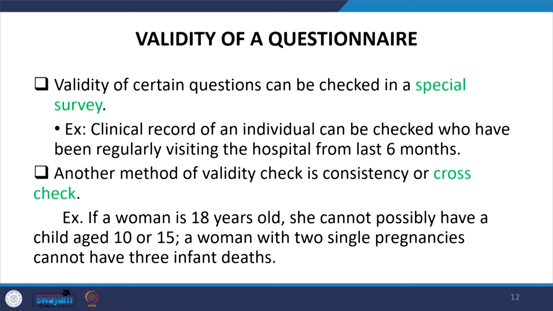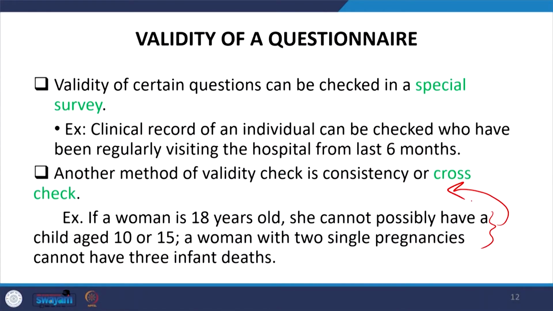Then another method of validity check is consistency or cross check. Like if a woman is 18 years old, she cannot possibly have a child aged 10 or 15. A woman with 2 single pregnancies cannot have 3 infant deaths. So, these inconsistencies should also be checked initially. That kind of check is called cross check, and cross check corrects your faults with the questionnaire.